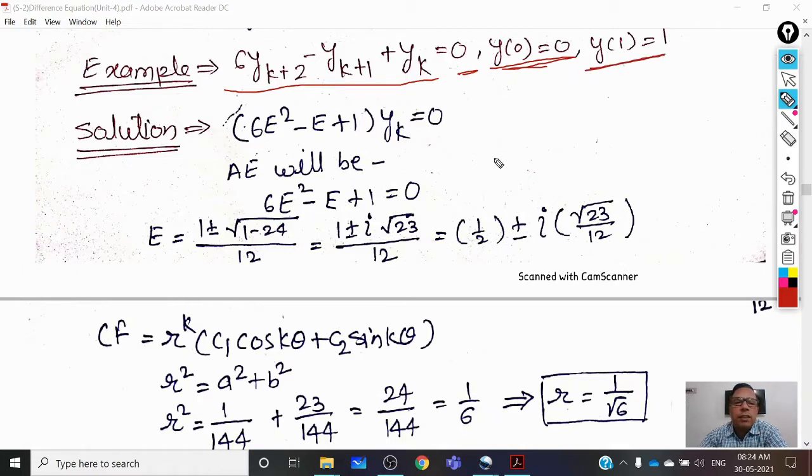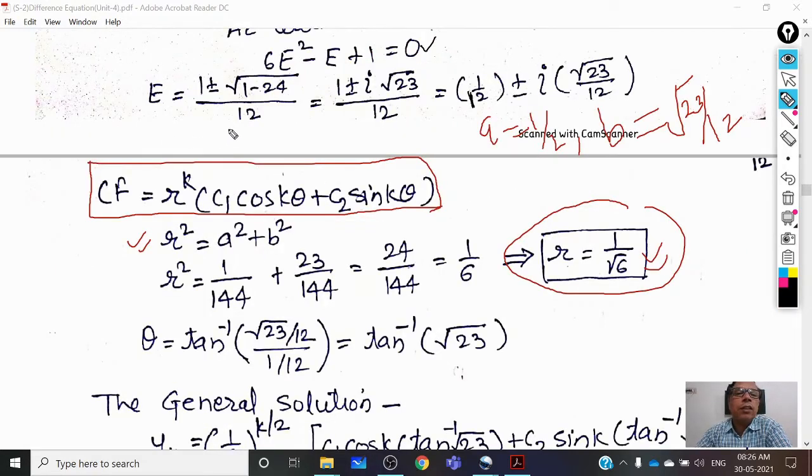So this equation can be written in the form of E: (6E² − E + 1) y_k = 0. So the auxiliary equation is 6E² − E + 1 = 0. Solving this equation for E by using the discriminant formula, we have E = (1 ± √(1 − 24)) / 12, so (1 ± i√23)/12, which is 1/12 ± i√23/12.